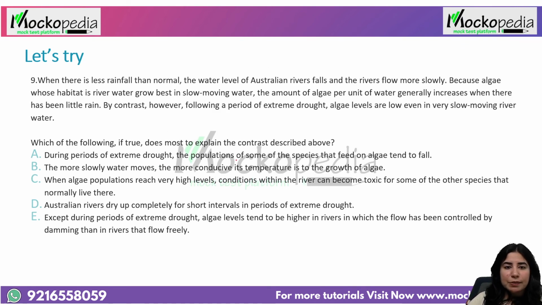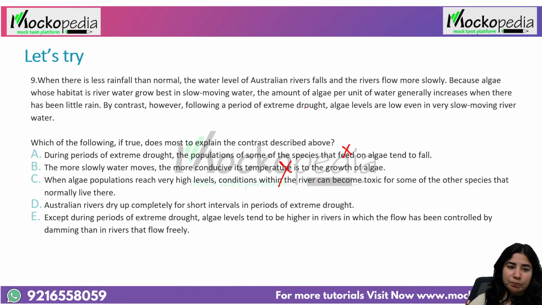During period of extreme drought, the population of some of the species that feed on algae tend to fall. So this is irrelevant, right? तो A को eliminate कर देंगे. उसके बाद let's come to B. The more slowly water moves, the more conducive its temperature is for the growth of algae. But ऐसा हो नहीं रहा. This is not helping us resolve the contradiction.